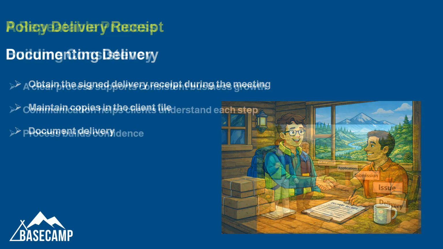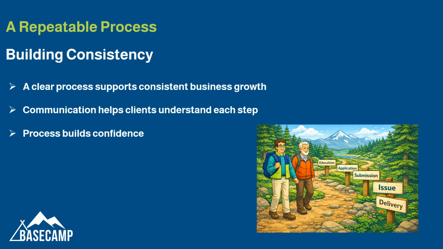Now that we've walked through the full application and delivery process, it's helpful to step back and look at the bigger picture. As the slide highlights, following a clear and repeatable process can help create consistency from one client conversation to the next. Each step, from discussing the retirement strategy, to completing the application, to delivering the policy, follows a similar path.